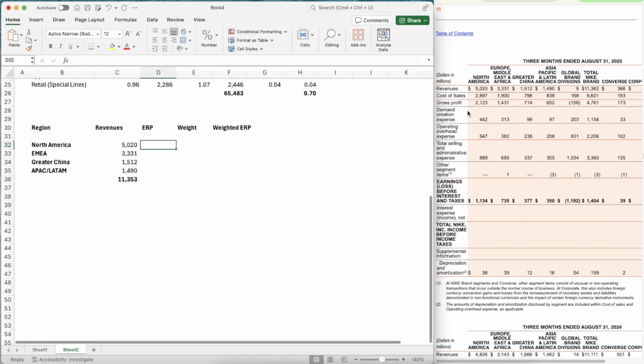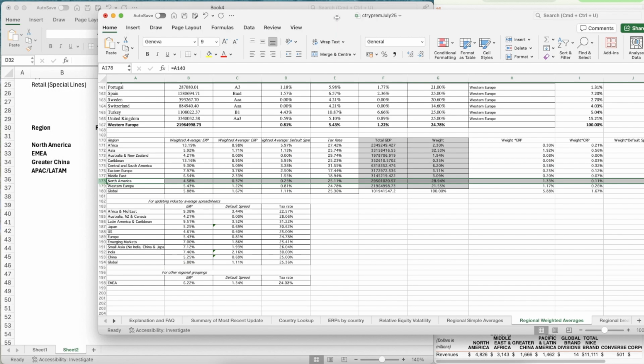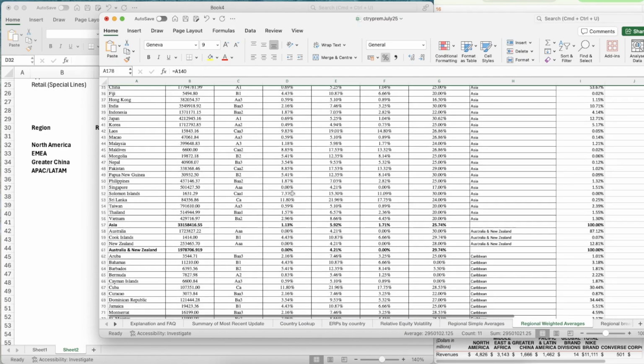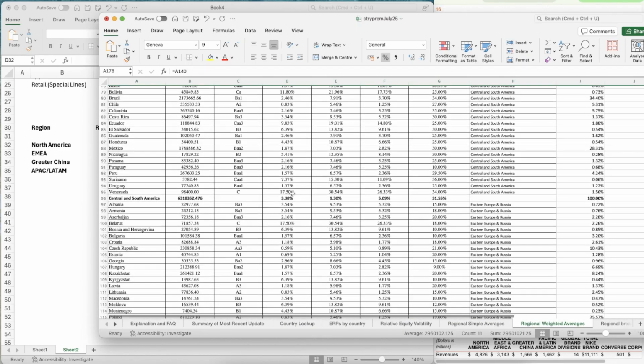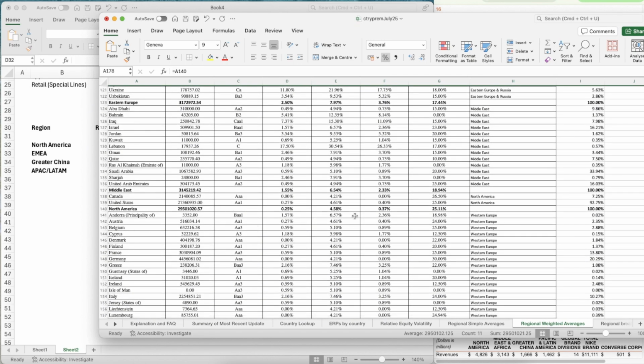The ERP. So the ERP for each of these now, we put up this spreadsheet. So the North America ERP is 4.58%. That includes Canada and the US. Canada is 4.21%. The US is 4.61%. So it's 4.58%.